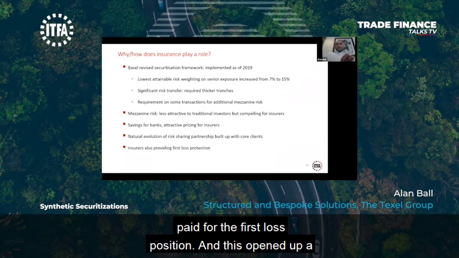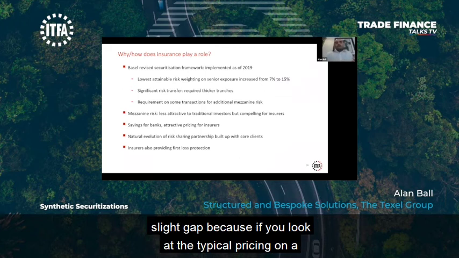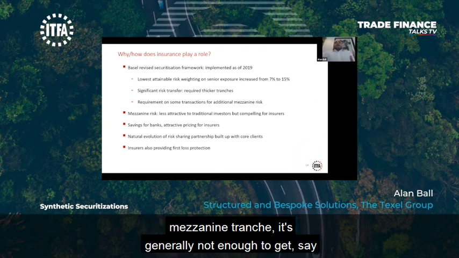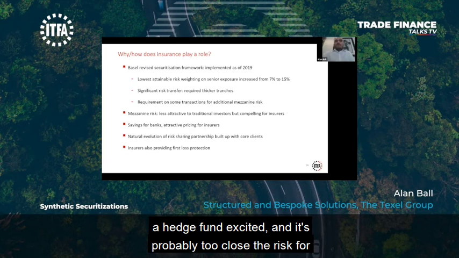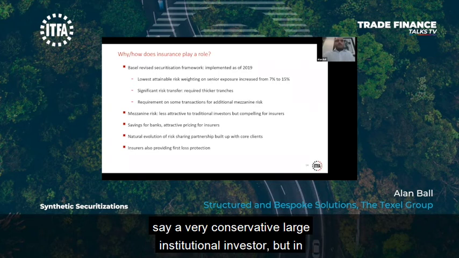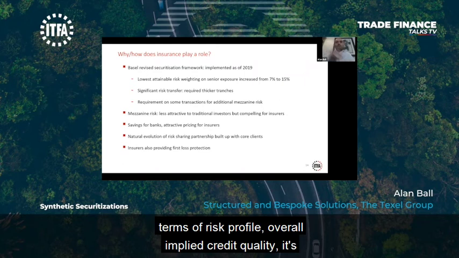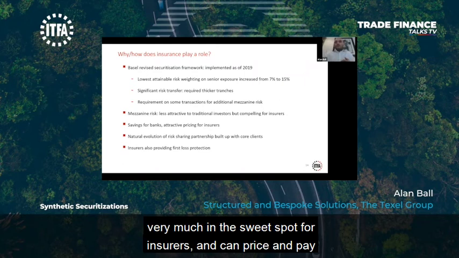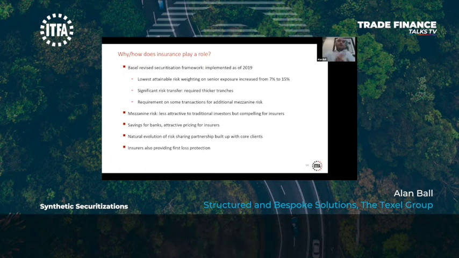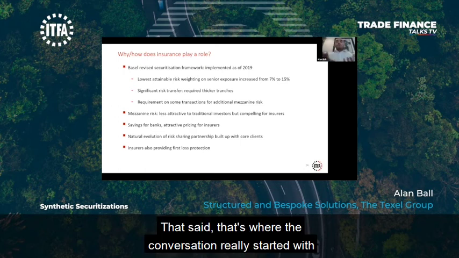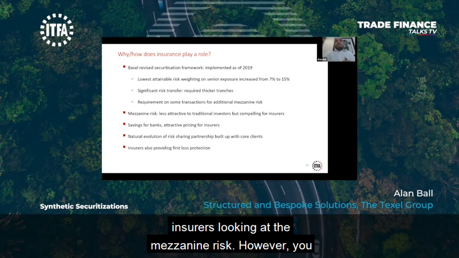And this opened up a slight gap because if you look at the typical pricing on a mezzanine tranche, it's generally not enough to get, say, a hedge fund excited, and it's probably too close to the risk for, say, a very conservative large institutional investor. But in terms of risk profile, overall implied credit quality, it's very much in the sweet spot for insurers and can price and pay attractively. That said, that's where the conversation really started with insurers looking at the mezzanine risk.